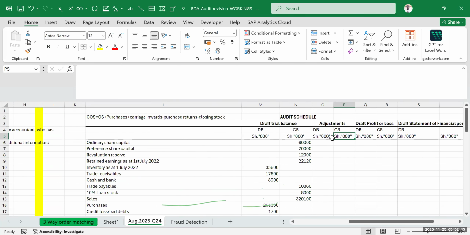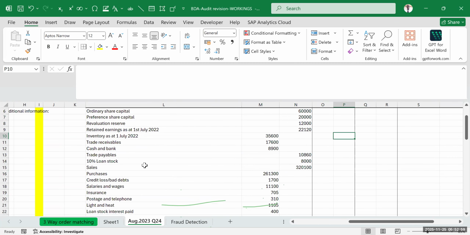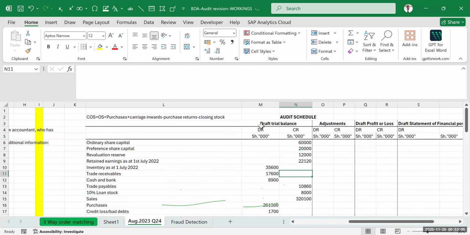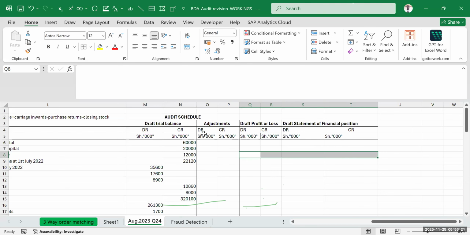We are done with 2 columns. Now, adjustments. This is the area where you need to be a bit keen. For the draft, almost everybody, 99%, will get this right. Only 1% may confuse an entry to be debit while it should be on the credit or otherwise. But in most cases, students don't have a problem here. This is where the differences will start coming in. If you make any wrong adjustment at this level, your profit or loss may be wrong, and your statement of financial position may also be wrong, because they depend on the adjustments.